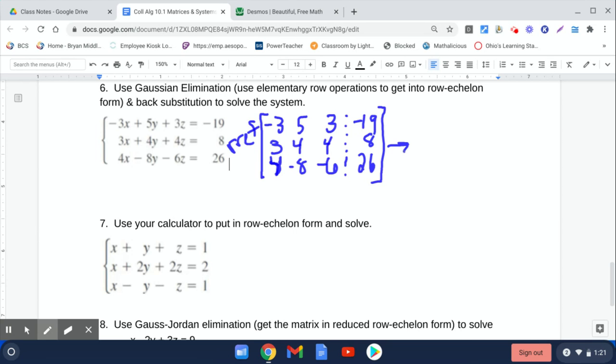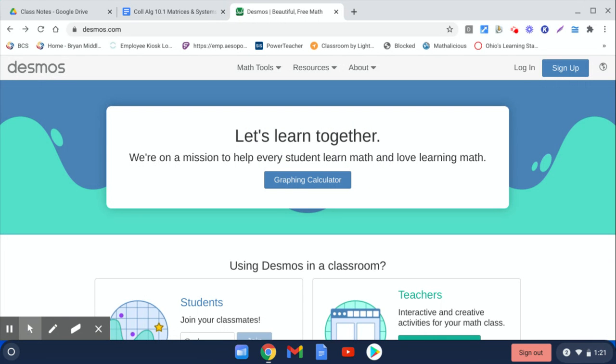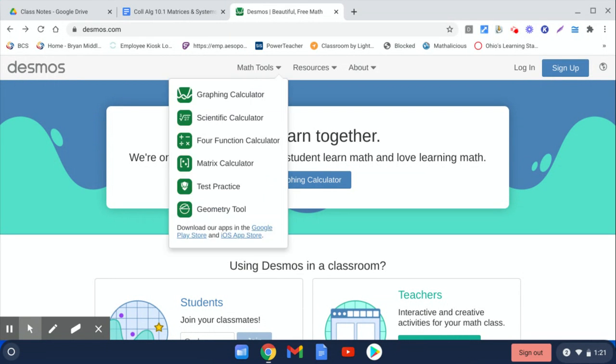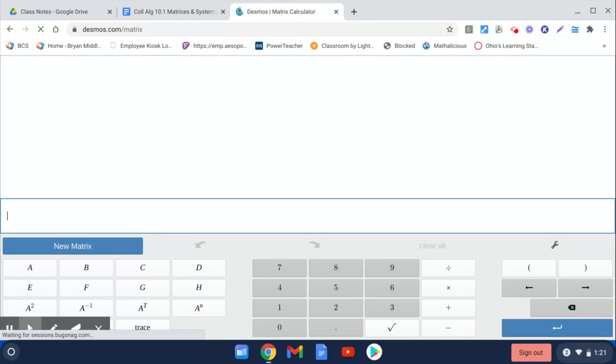So what you're going to do is go over to Desmos. When you go to Desmos, normally we just click on the graphing calculator. That is not what we want. Up at the top, you have math tools, and there is a matrix calculator. So that's what you should click on. And this is going to get you to this screen.